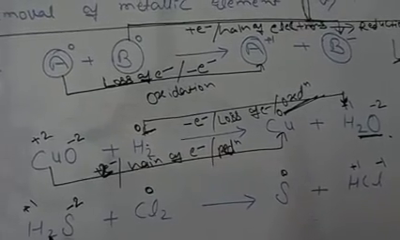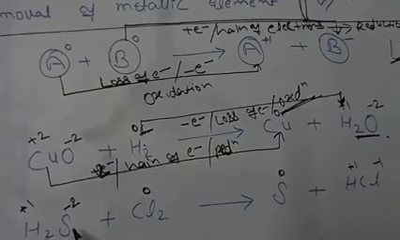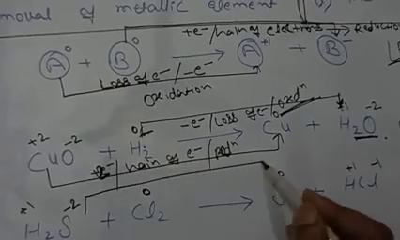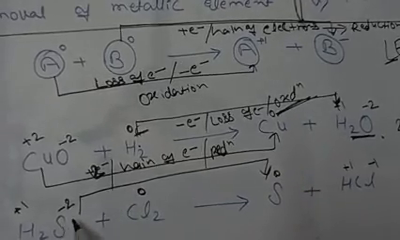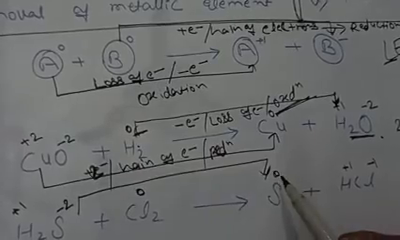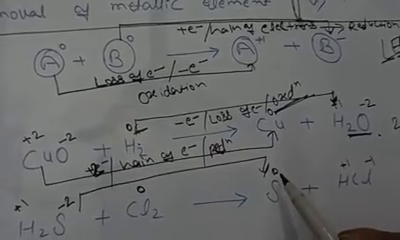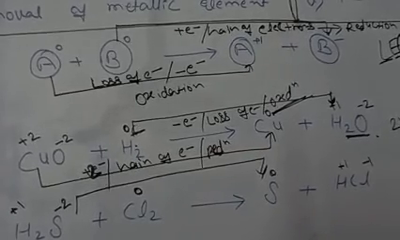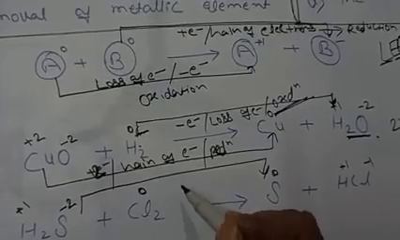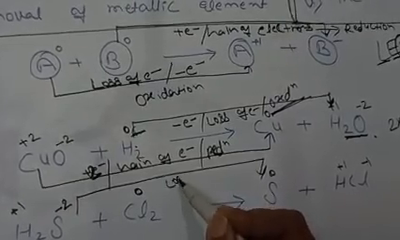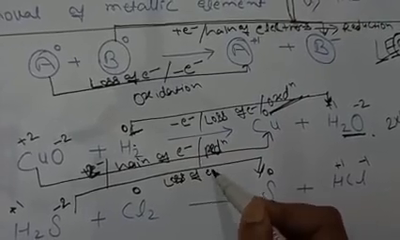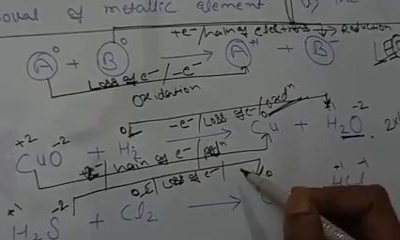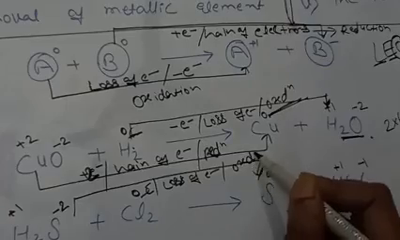Now you can see here this sulfur, because it is -2 to 0, means it is increasing or decreasing? Obviously it is increasing. See, -2 to 0, it is increasing. So is this loss of electron or gain of electron? Obviously it is loss of electron, which you call oxidation.